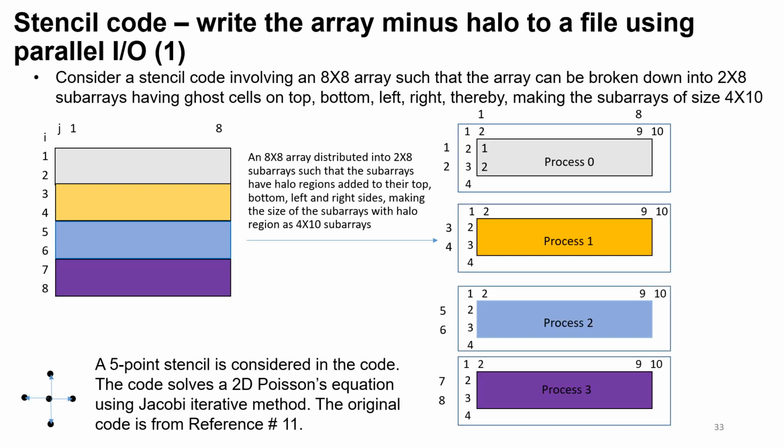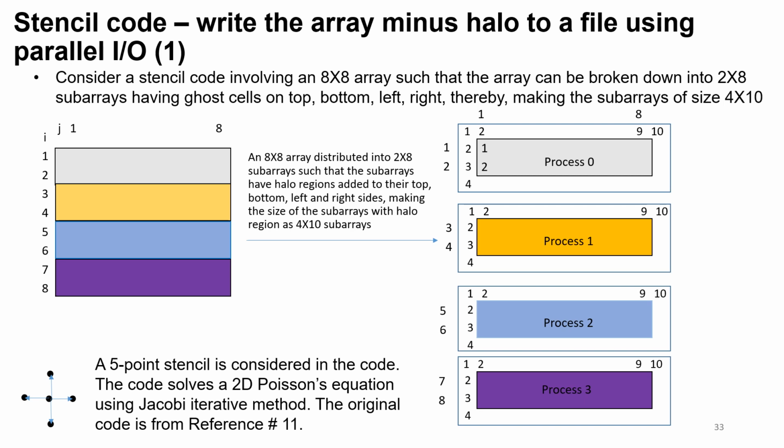Now let us consider a stencil code involving an 8 by 8 array, such that the array can be broken down into 2 by 8 subarrays having ghost cells on top, bottom, left, right, thereby making the subarrays of size 4 by 10. And in this example, we would be considering the solution to the 2D Poisson equation using the Jacobi iterative method. And this code involves a 5-point stencil.